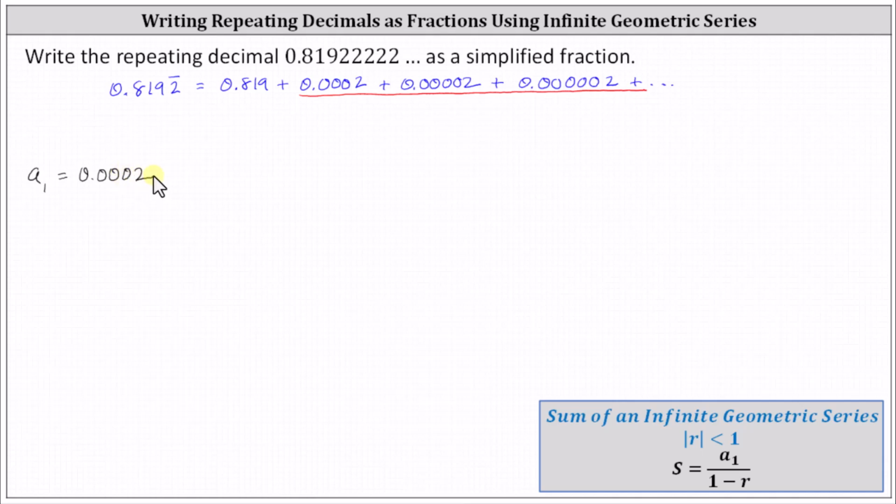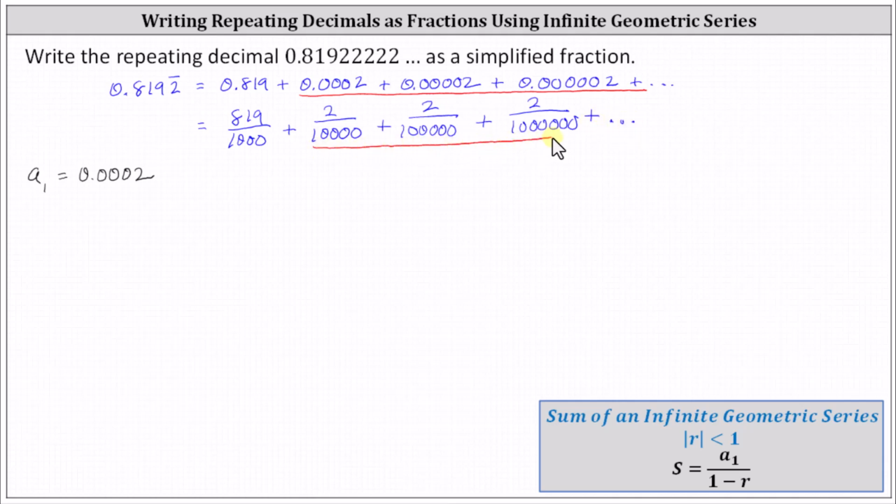Now if we want to, we can also convert to fractions. Let's also show this. 0.819 is 819 thousandths. Then we have plus 2 ten thousandths plus 2 hundred thousandths plus 2 millionths, and so on. This also indicates we can write a sub 1 in fraction form as 2 ten thousandths, which simplifies to 1 5,000th.